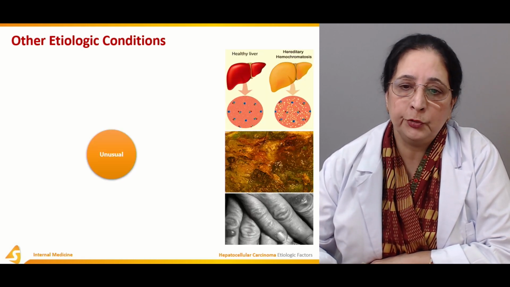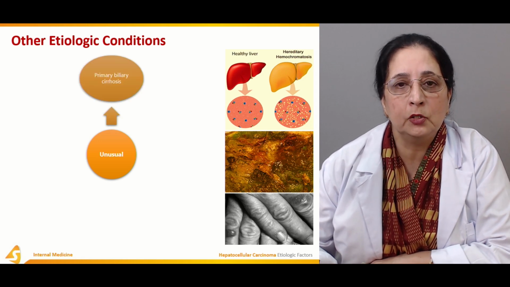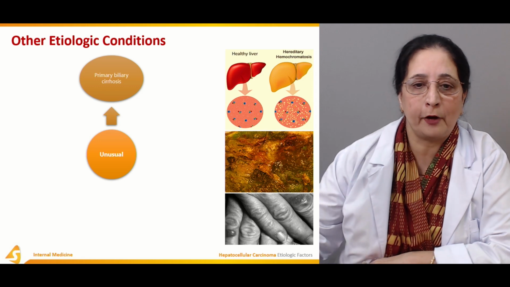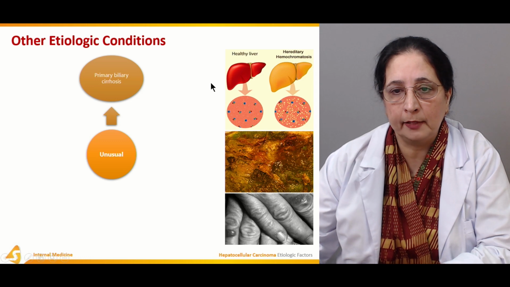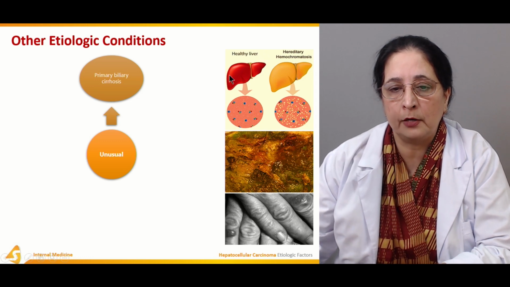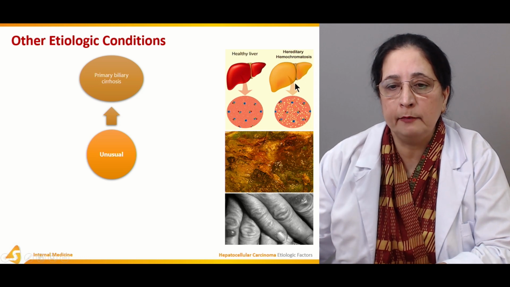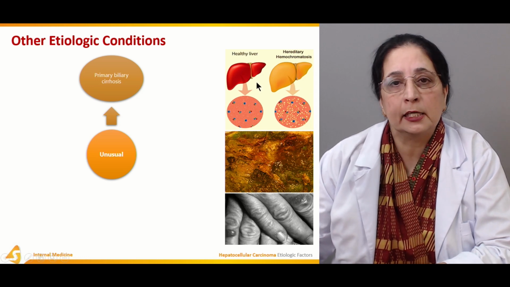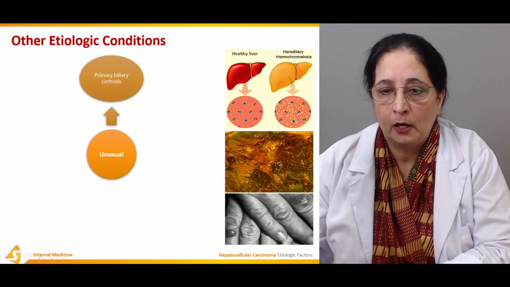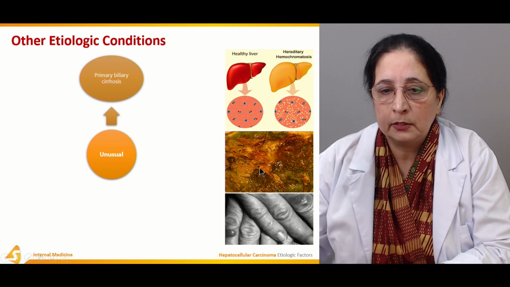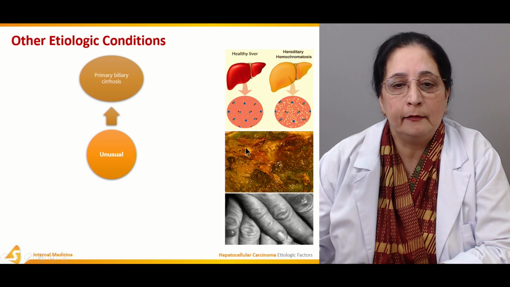Some other unusual causes of hepatocellular carcinoma or cirrhosis: we have primary biliary cirrhosis. This is what a normal healthy liver looks like, and this is the liver with hemochromatosis. It's a condition in which there is deposition of iron in the liver. So this is hemochromatosis.